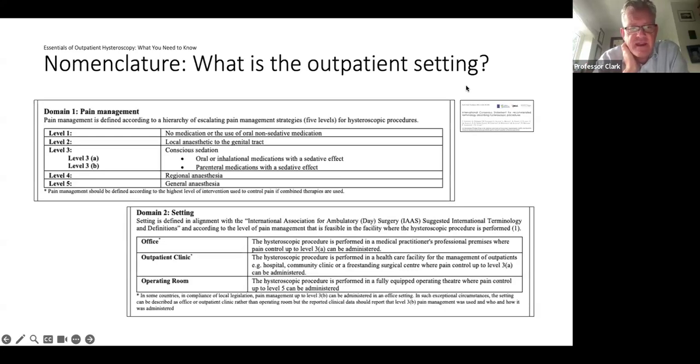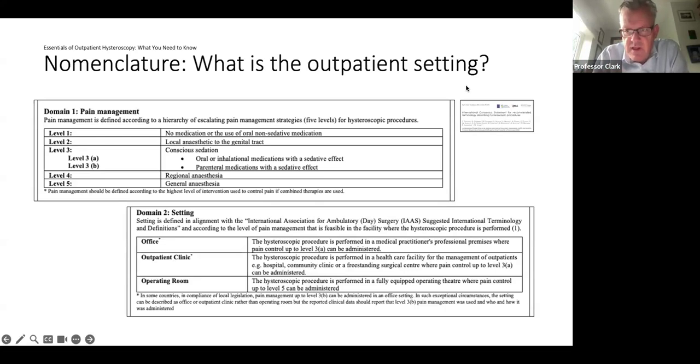oral, we call non-sedative medication. We meant oral analgesics, simple analgesics. And that's probably the most common thing that's required. That's all that patients tend to do, particularly for diagnostic procedures. We advise them to take some simple analgesics an hour before the procedure.